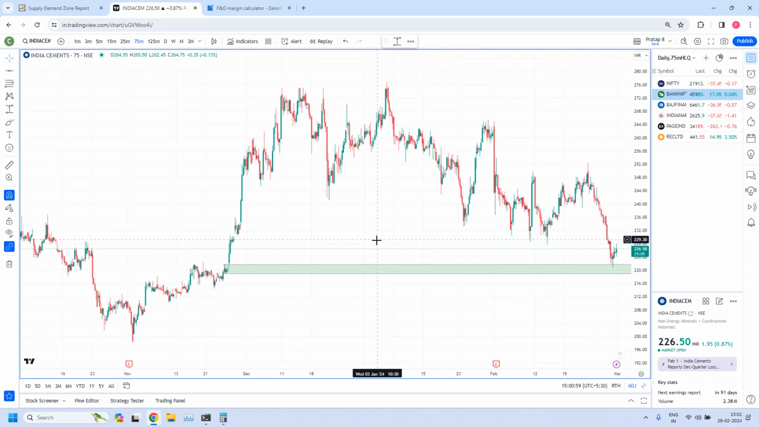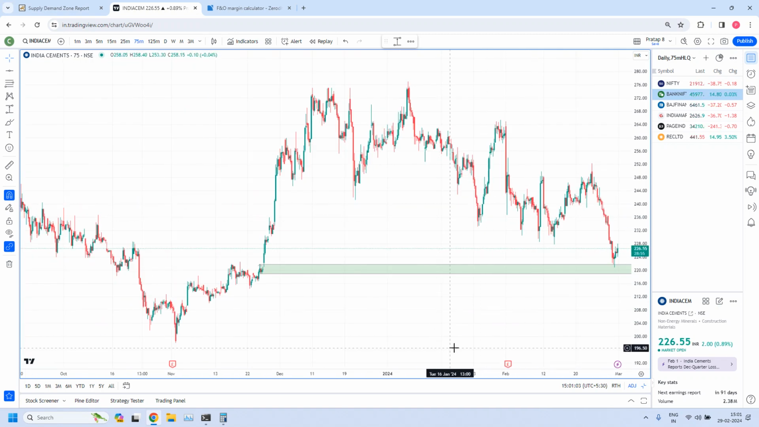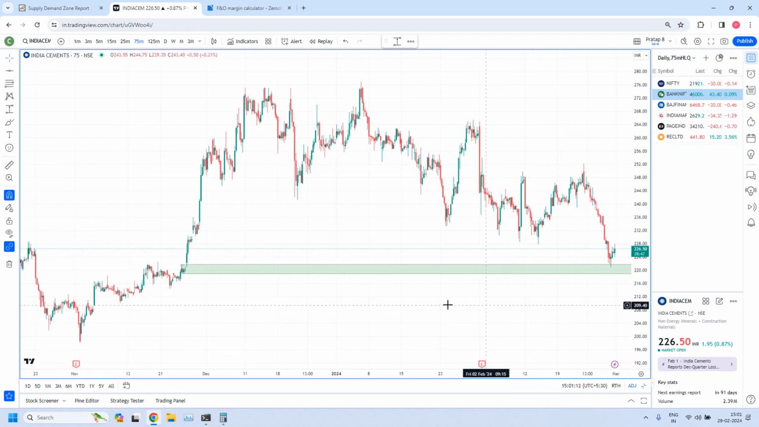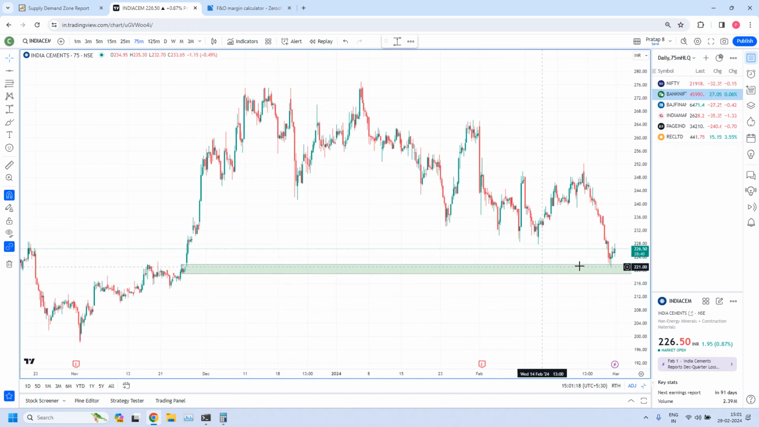Okay, what is the next step? So today again the zone is tested. My God, another trade in this zone. But first we will check. Let us not be overexcited. How is the 15 minutes? How is the 5 minutes? Then only we say it is a valid trade. If the structure is not good, even if it reaches the zone, it is not a valid trade.